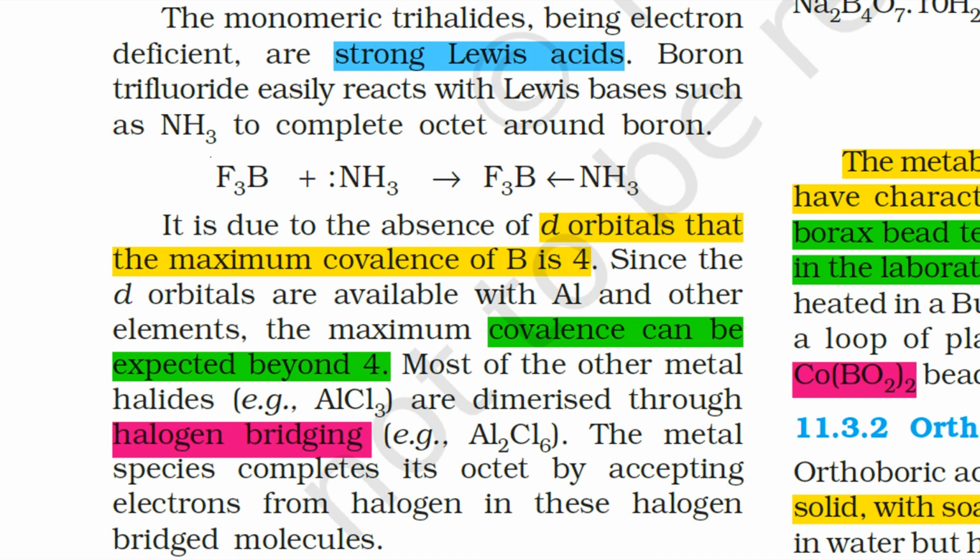Here in this paragraph one important thing is present. See this line: most of the other metal halides like AlCl3 are dimerized through halogen bridging. An example is Al2Cl6. So this is a 3-center 2-electron bond, or banana bond, or bridge bond, or halogen bridging. We will discuss it a few minutes later, when we discuss diborane.